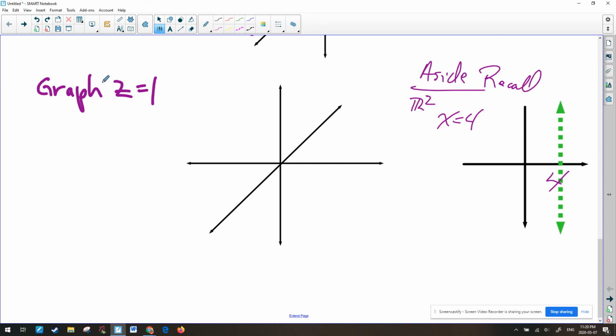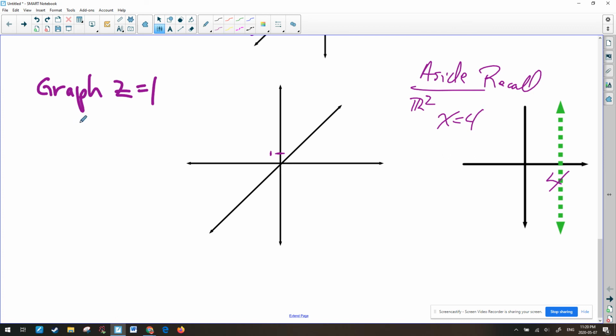A similar concept is happening here. I have said that z equals 1. Well, by default, what that means is that z is always 1, and I don't care what x and y are. So conceptually, there's 1 right there. There's z equals 1. And every other point that has a z value of 1 is valid.